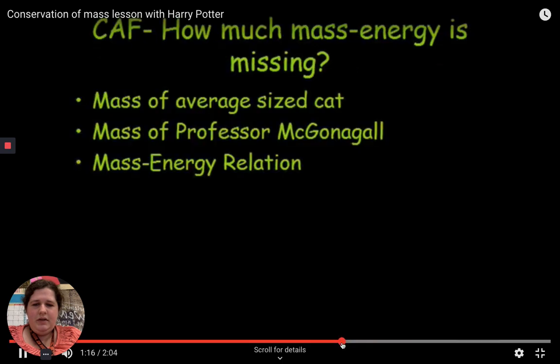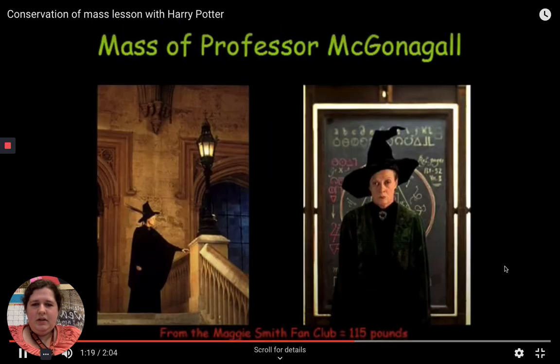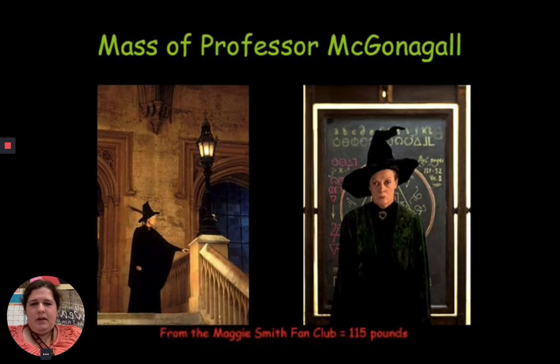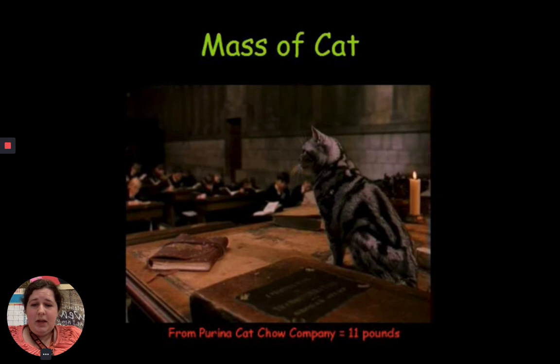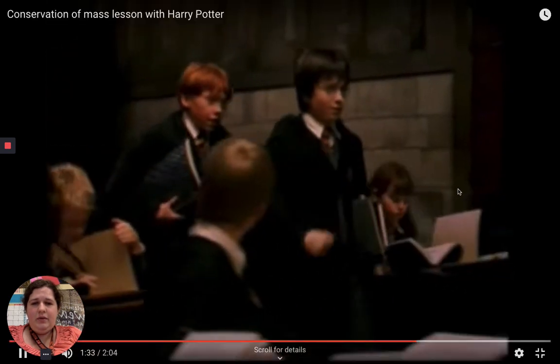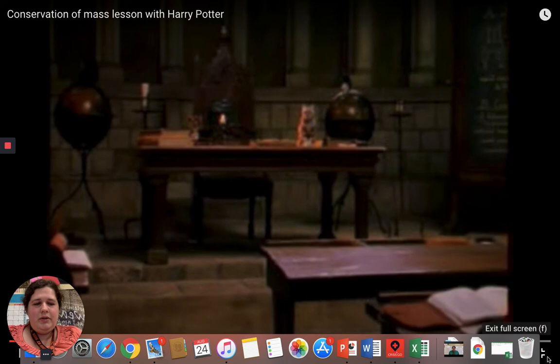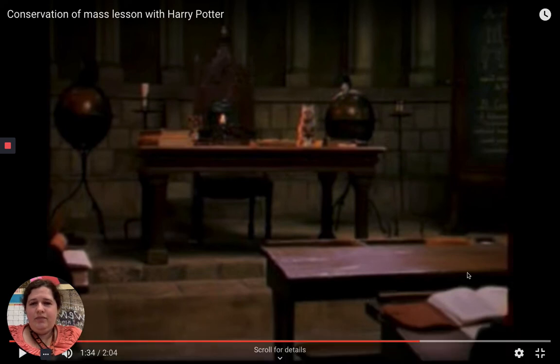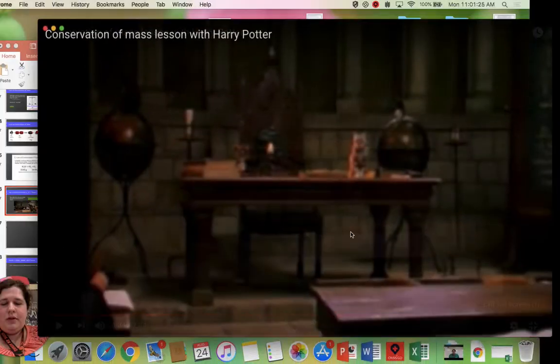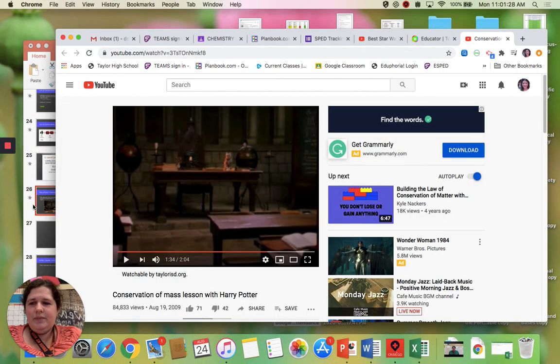So skipping ahead. Maggie Smith, who plays Professor McGonagall, is about 115 pounds. That cat is maybe 11 pounds. That cat is way smaller than McGonagall. So how do you go from 11 pounds to about 115 pounds? You don't. Even in the metric system, that is a crazy difference. So yes, Harry Potter is just fantasy. Very cool to watch, but it does not follow the rules of chemistry and the law of conservation of mass.